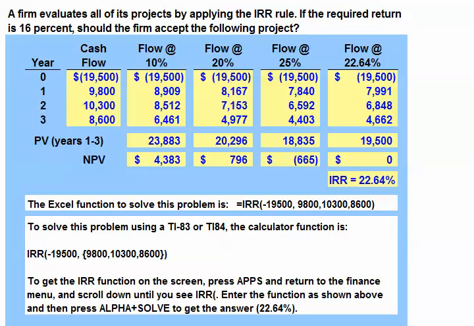If we don't want to use Excel, if we want to use our financial calculator, and if we don't want to go with a trial and error approach, we can use, if we have a TI 83 or 84, the internal rate of return function. The form of this function is as follows: IRR, parenthesis, enter the time 0 cash outflow, followed by a comma, then a bracket, followed by the cash inflows over years 1 through 3, with a closed bracket, followed by a closed parenthesis. Once we press App and return to the Finance menu, we can solve to get 22.64%.